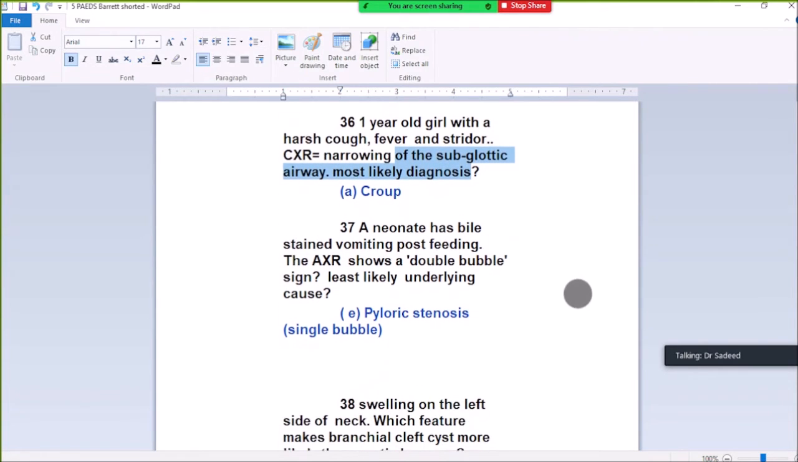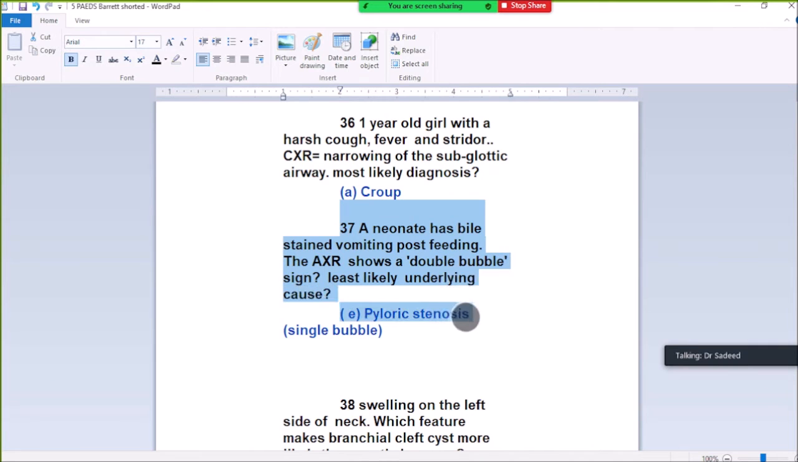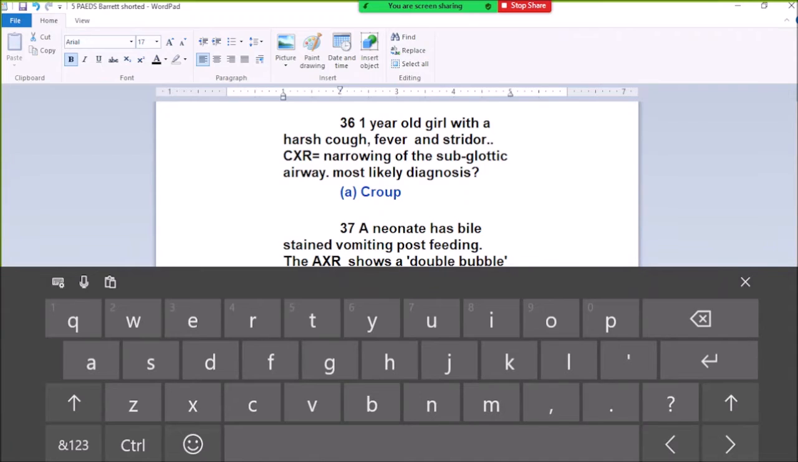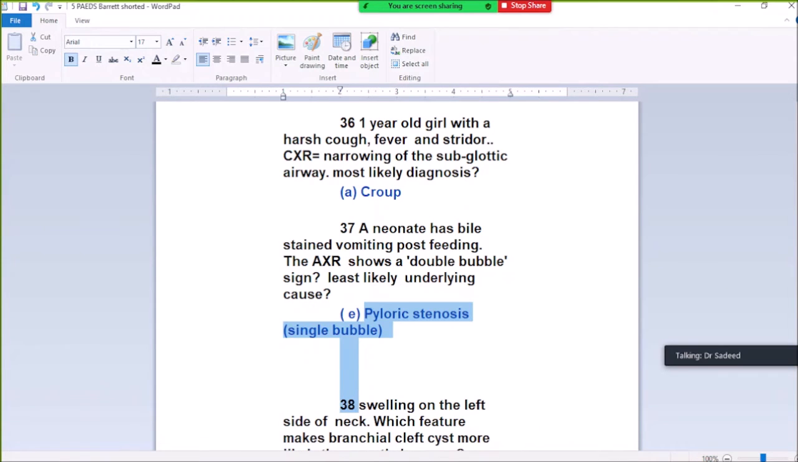Croup: subglottic. 37. A neonate has bile-stained vomiting post-feeding. The abdominal X-ray shows a double bubble sign. The least likely underlying cause is pyloric stenosis, because in pyloric stenosis there will be a single bubble. Only the air will be passing into the stomach, but not into the duodenum, because there is pyloric stenosis.